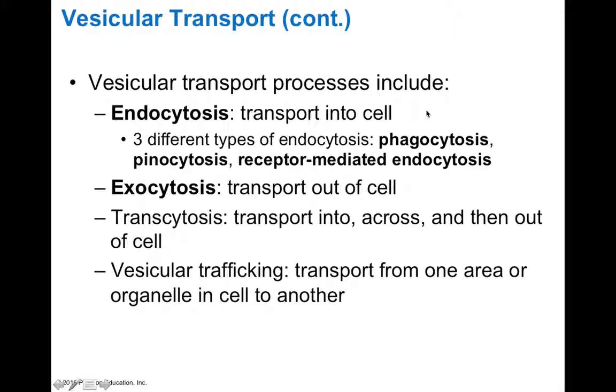So in terms of vesicular transport, we've got several different types. We have endocytosis versus exocytosis. Remember, endo means within, so endocytosis means transport into the cell. And there are 3 different types here: phago, pino, and receptor mediated endocytosis. And then exo, meaning out of, exocytosis is transport of vesicles out of the cell. And then trans means across, so transcytosis means transport into, across, and then out of the cell. And vesicular trafficking is basically where a vesicle is moved from one area of the cell to another. So in the following slides, we're going to differentiate between these different types of transport.